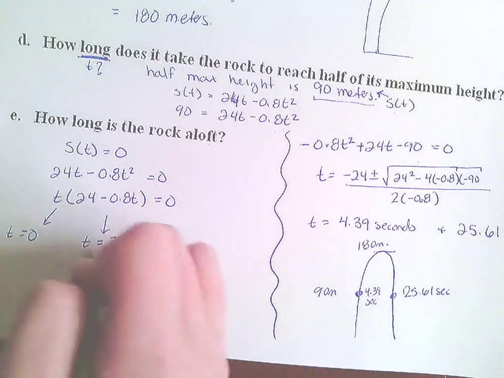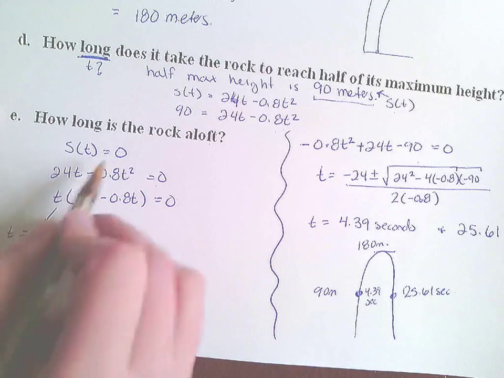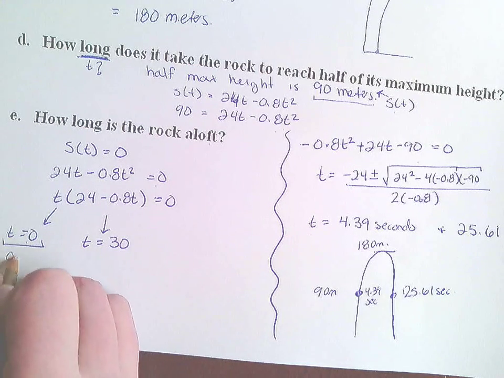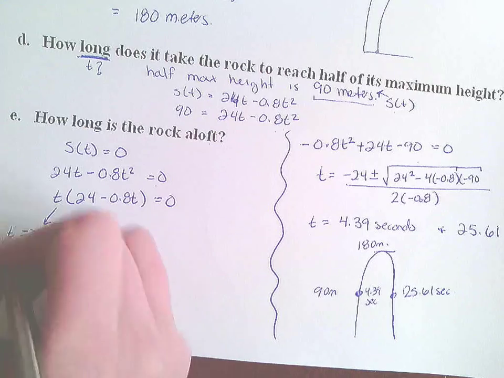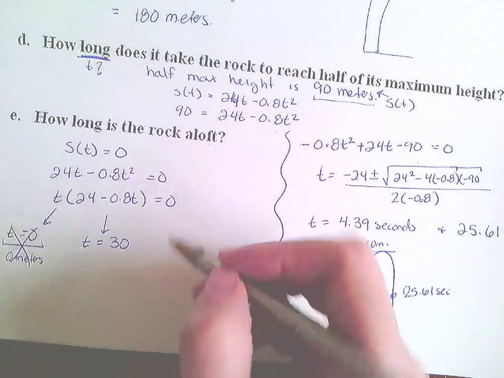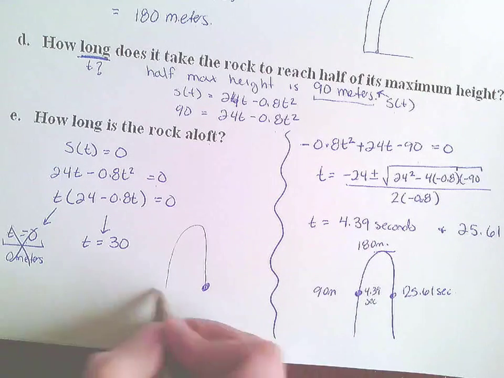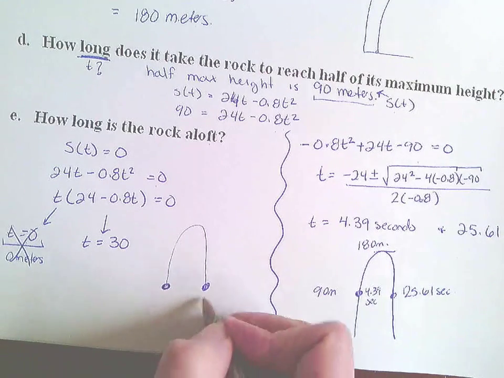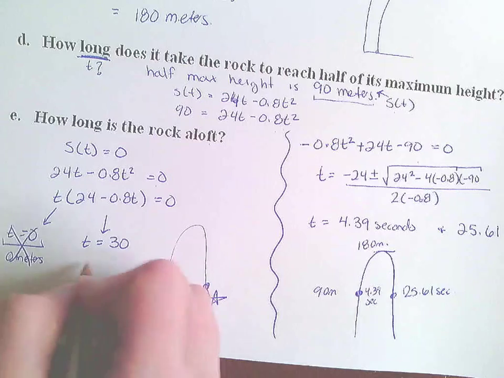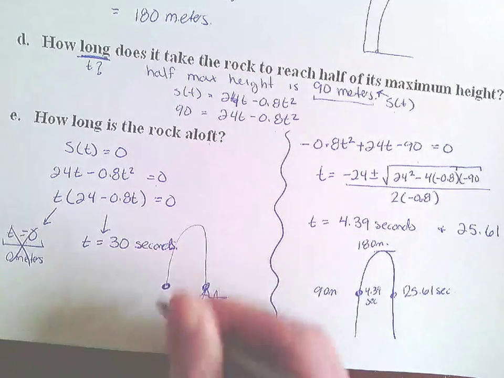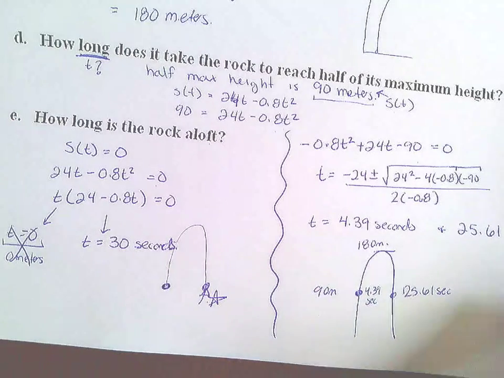All right, so the time is 0 when the rock starts off at 0 meters, but that's not what I'm asking. This question is asking how long is the rock in the air before it comes back down to 0. So I don't care about this 0, I care about that 0, and it is 30 seconds. So how long is the ball in the air? 30 seconds. Okay? All right, next problem.